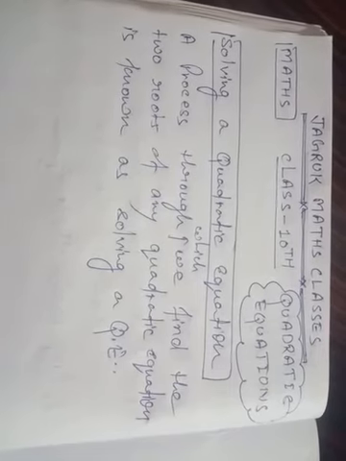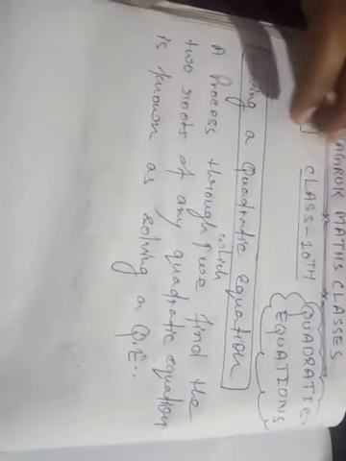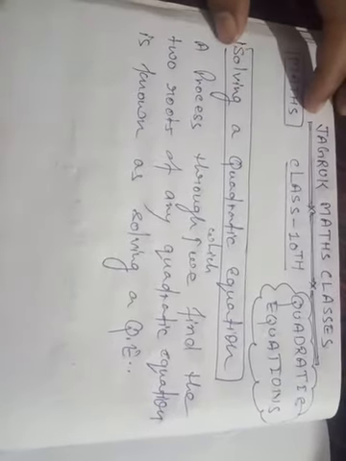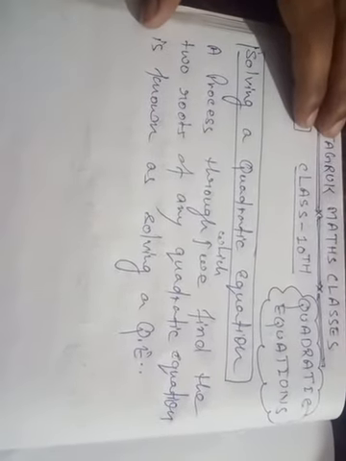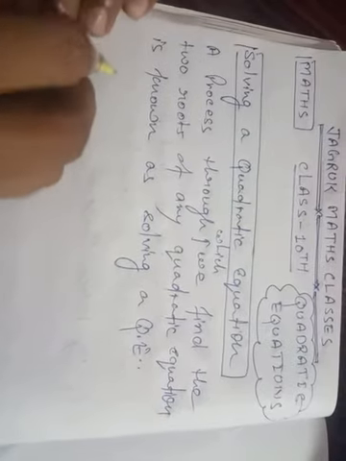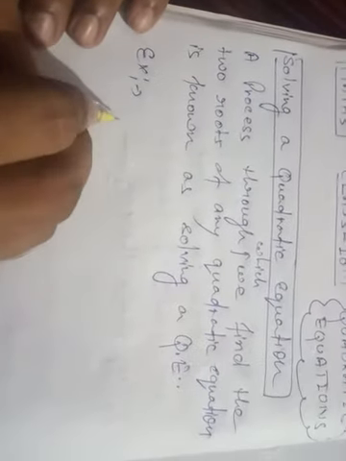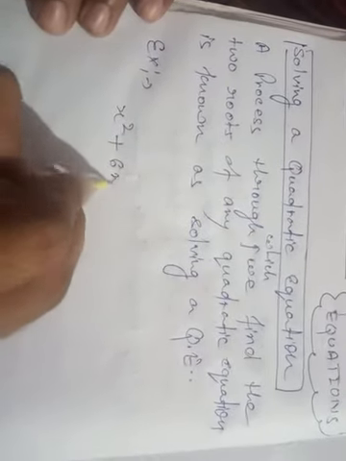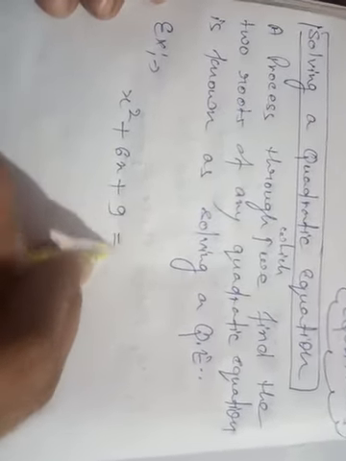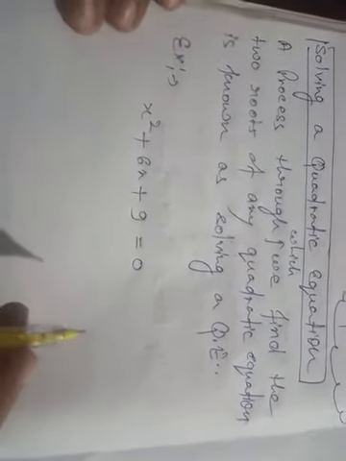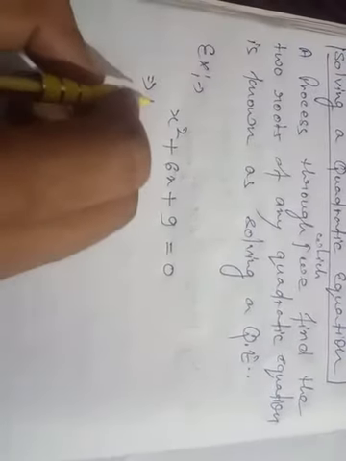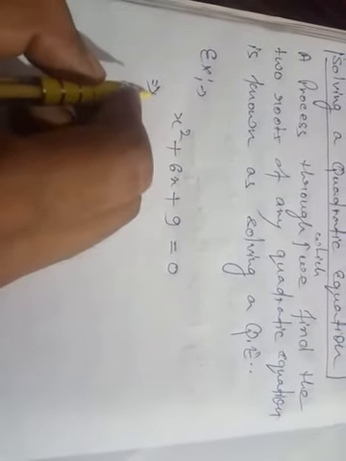So in today's video I will discuss the solution of any quadratic equation. Suppose you are given a quadratic equation, for example, x square plus 6x plus 9 is equal to 0. I'll just factorize it. You can factorize it by using the splitting the middle term method.